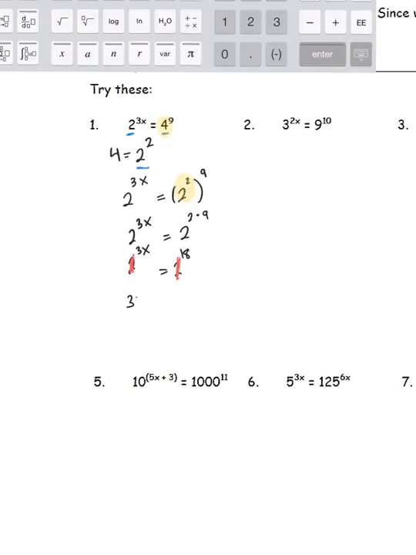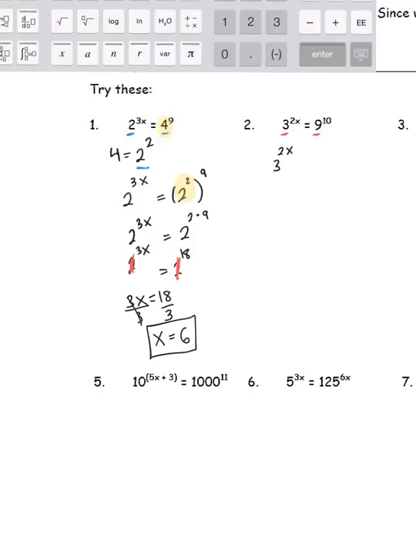So you're going to have 3x is equal to 18. Divide both sides of that by 3. And you're going to get x is equal to 6. And that's your answer. Okay, let's try number 2. So in this case, the two bases are 3 and 9. The smaller of those two numbers is 3. So that means I need to have a base of 3 on both sides. The left-hand side already has a base of 3, so I'm just going to bring that down.